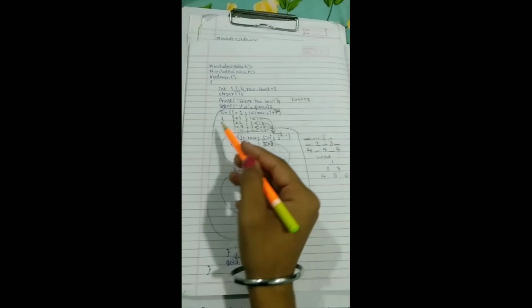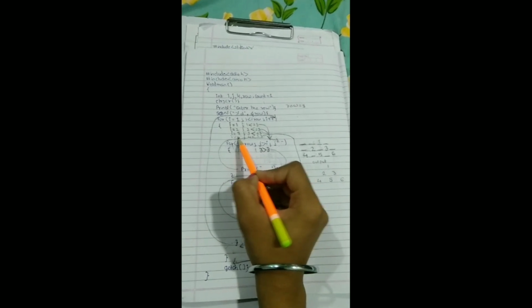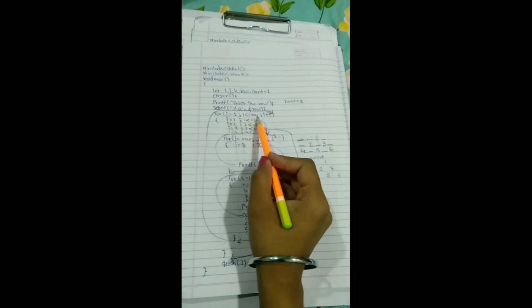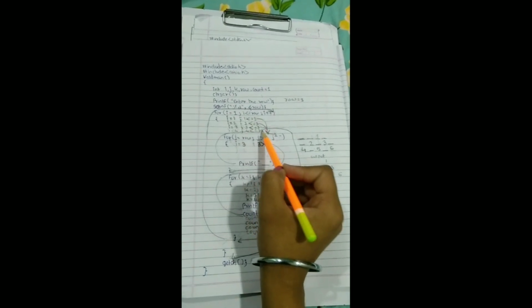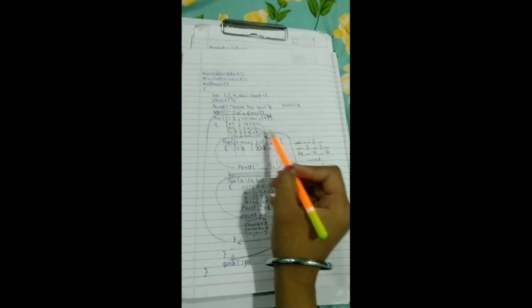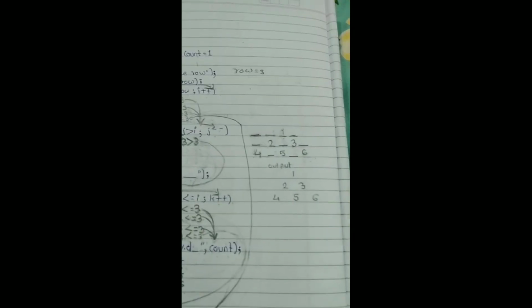And again i increment is taken, therefore the value of i becomes 4. Then the condition is checked: i less than or equal to row, that is 4 less than or equal to 3. As this condition becomes false, it directly comes out of the loop, and the final output of the program is like this.